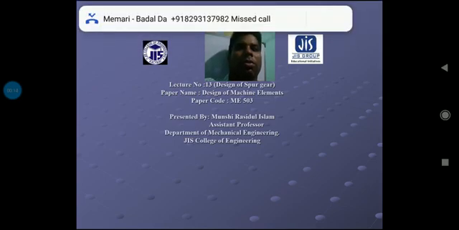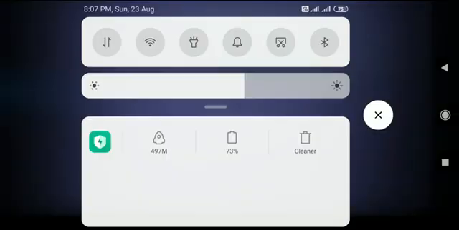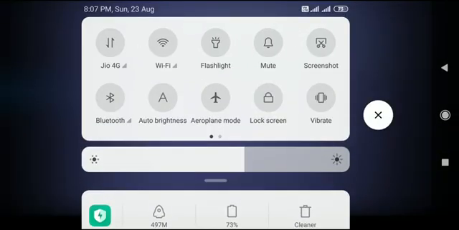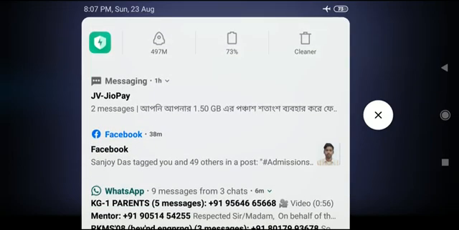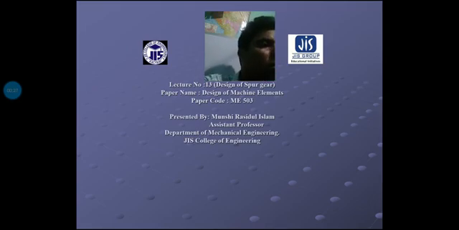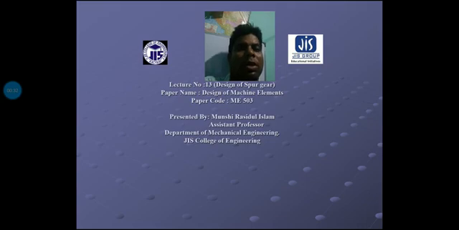Now, today we can start a new topic, and that topic is design of spur gear. We know about the different types of gear that are actually used for industrial purposes, but the design of each and every spur gear is very necessary for different types of application in different modes.